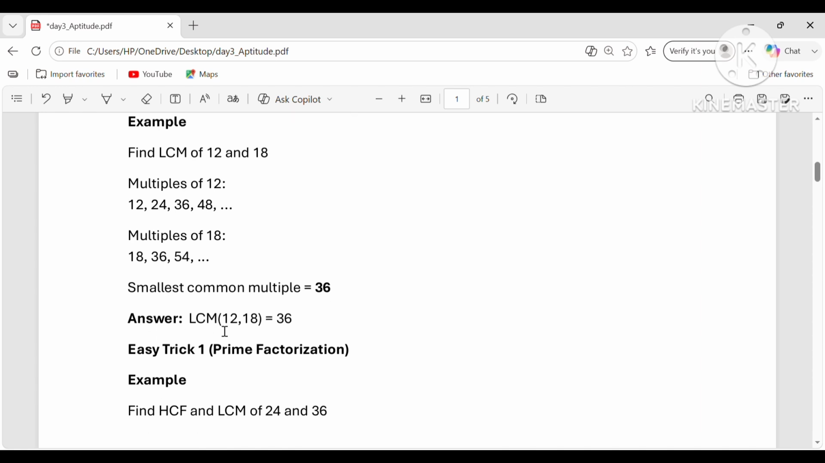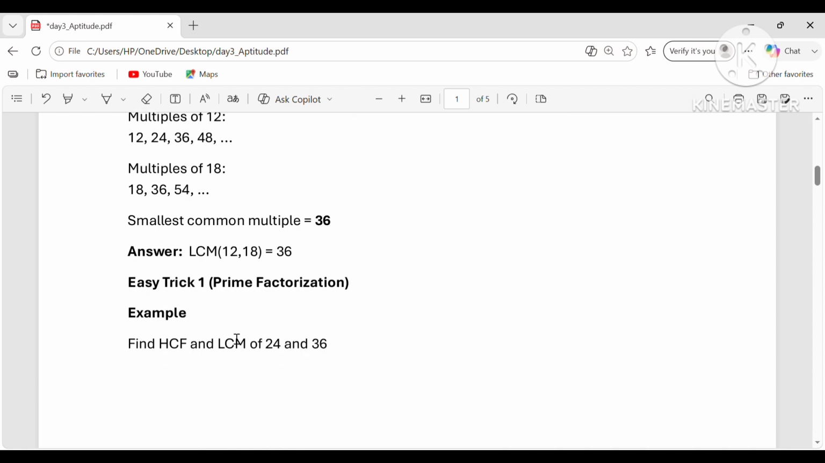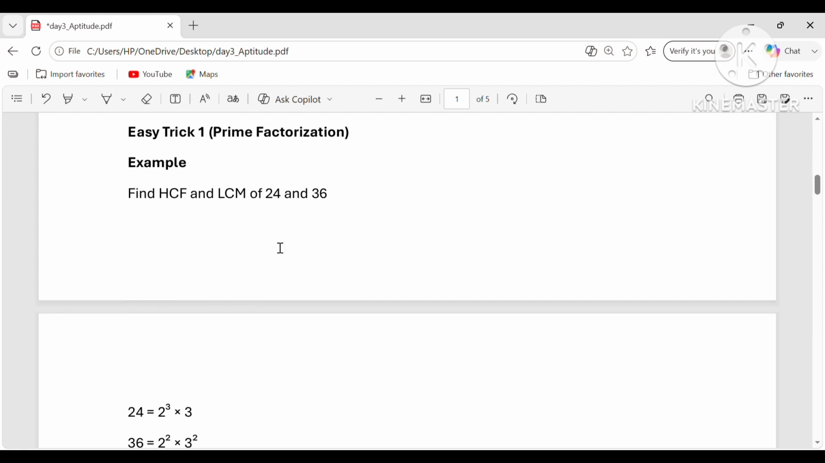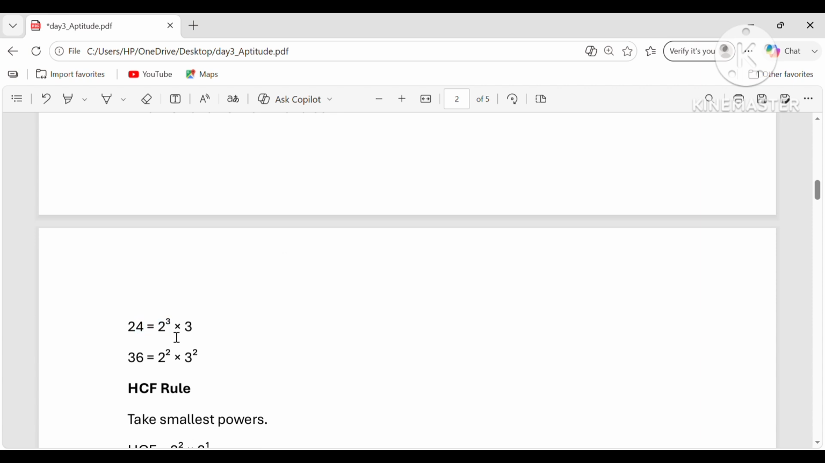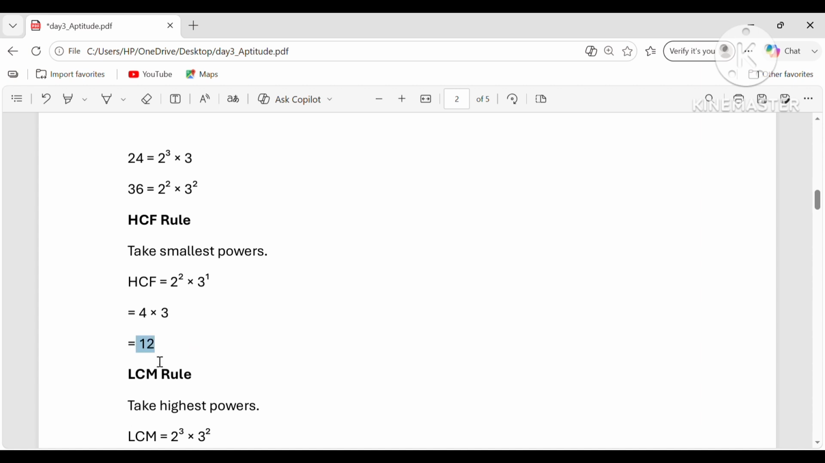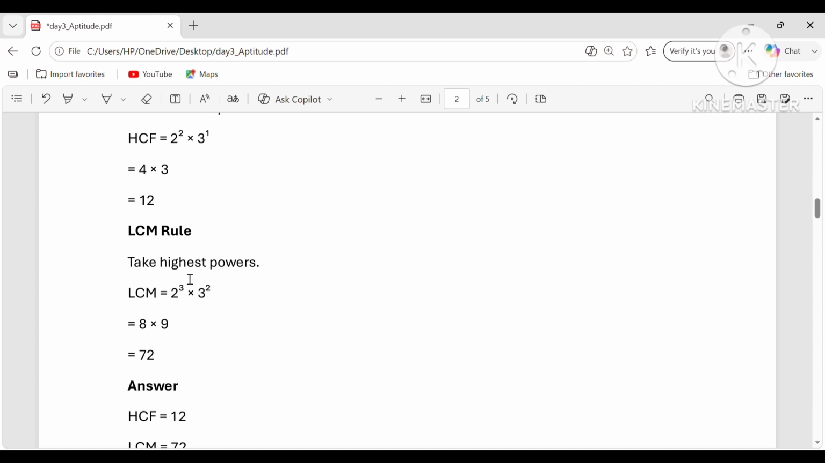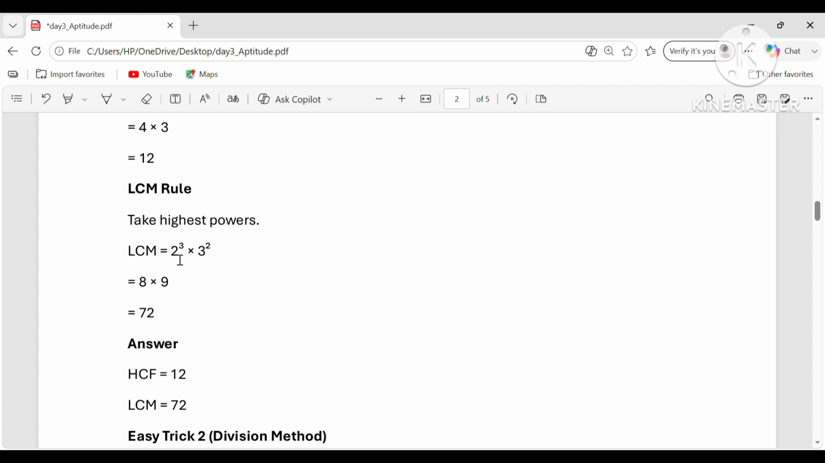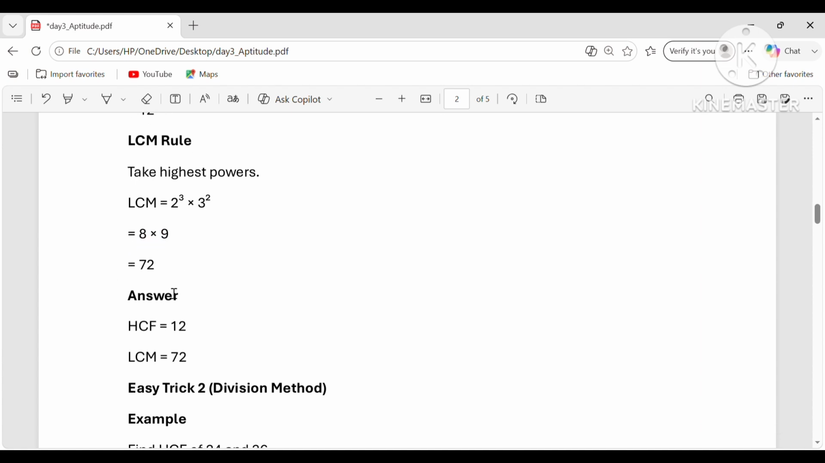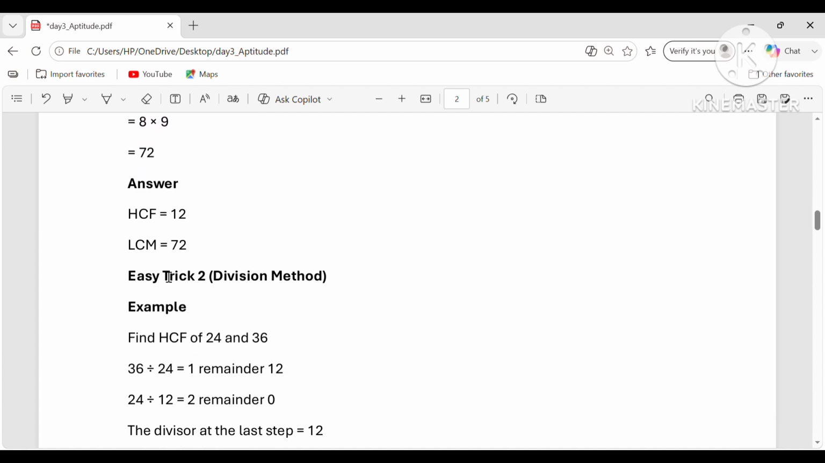Easy trick 1 for finding HCF and LCM of 24 and 36 is we need to find factors, and then HCF rule, we need to take smallest powers. Here smallest power is 2 power 2 into 3 power 1. So we got 12 is the HCF. For LCM rule, we need to take highest powers. Here we got 2 power 3 is the highest and 3 power 2 is the highest. So we got 8 into 9, 72 is the LCM. The answer is HCF equal to 12 and LCM equal to 72.